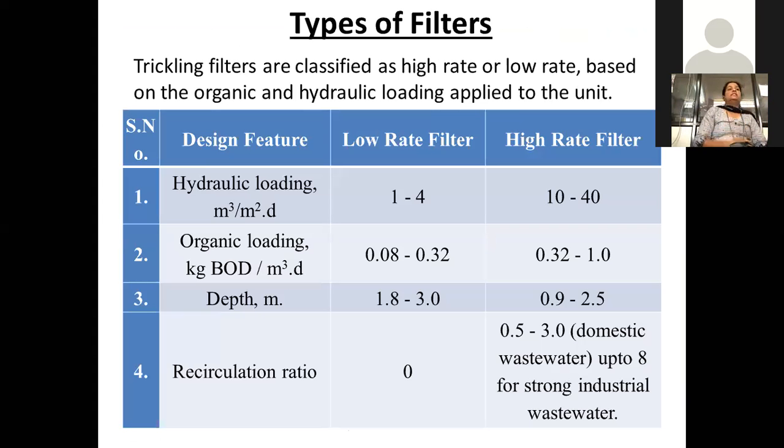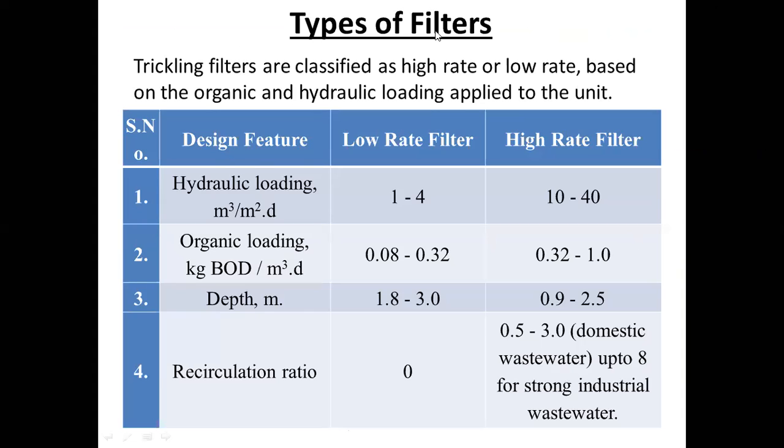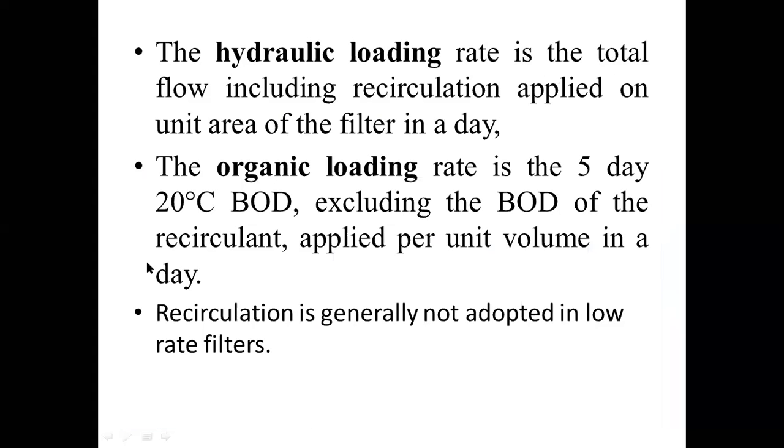Now the next important part we have to study is the types of filters. There are basically two types of trickling filters: one is the high rate trickling filter, and another is the low rate trickling filter. It is based on the organic and hydraulic loading applied to the unit. What is meant by organic loading and what is meant by hydraulic loading?